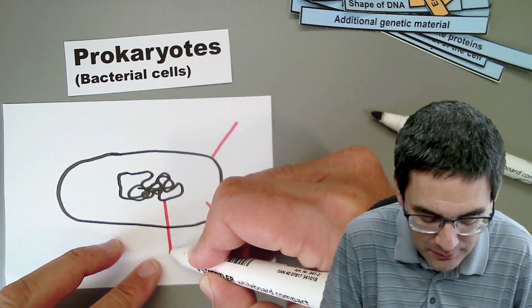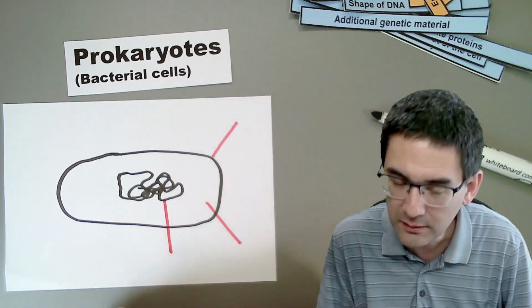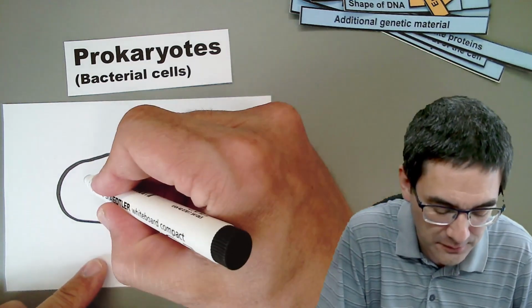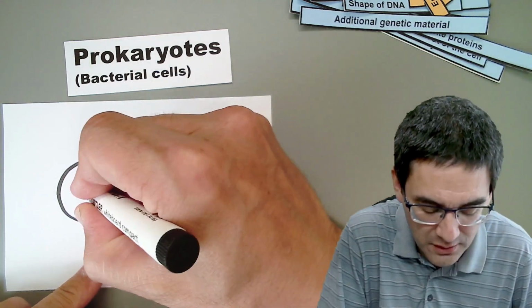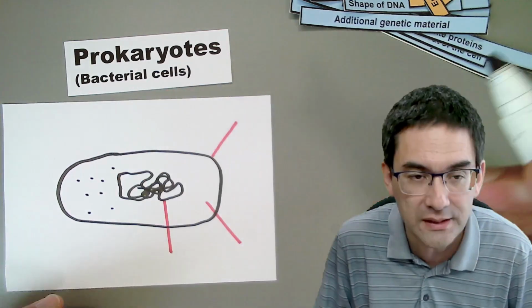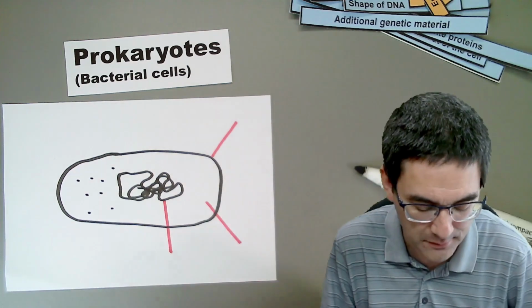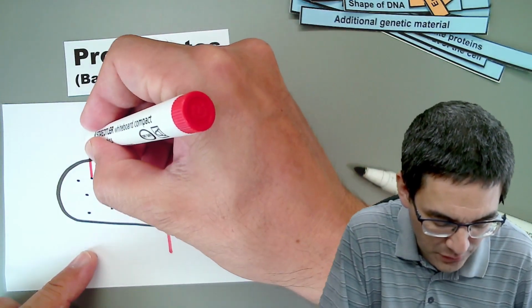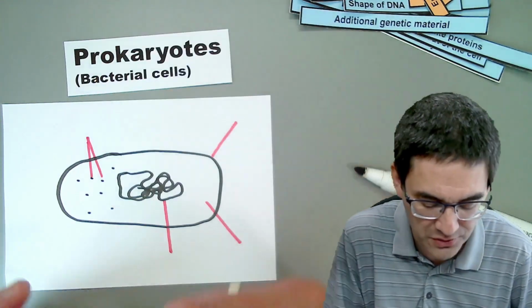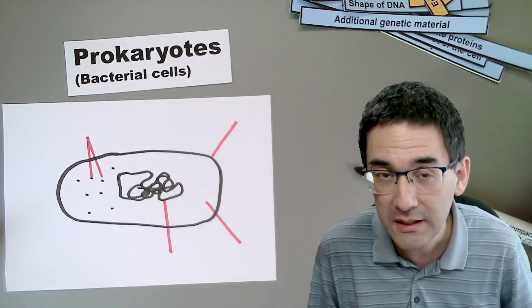So I have to make a label here as well. And there are also ribosomes present. Those ribosomes are also floating around inside the cytoplasm. So I also have to label those, the ribosomes.